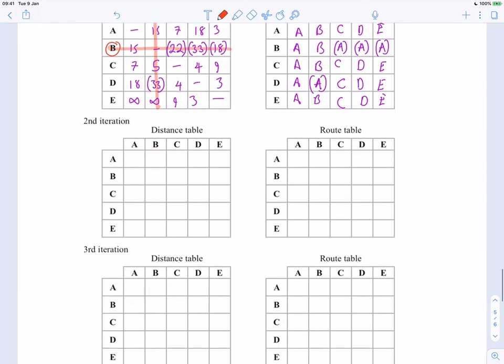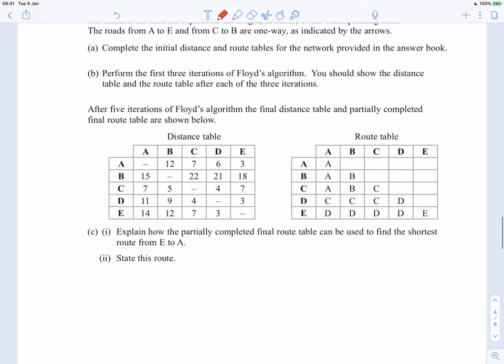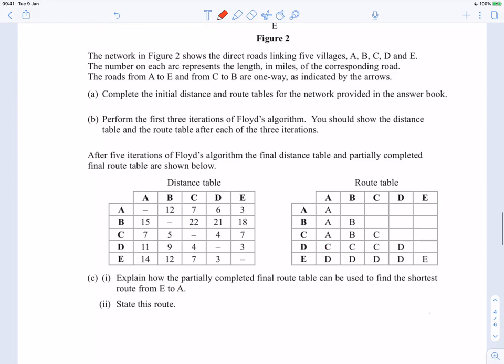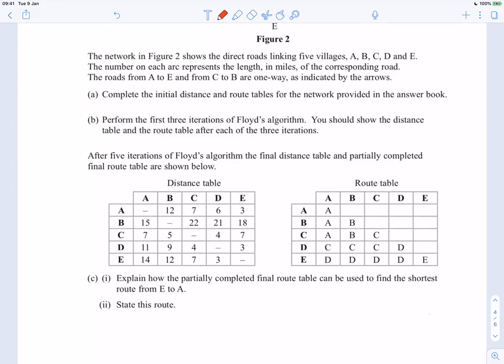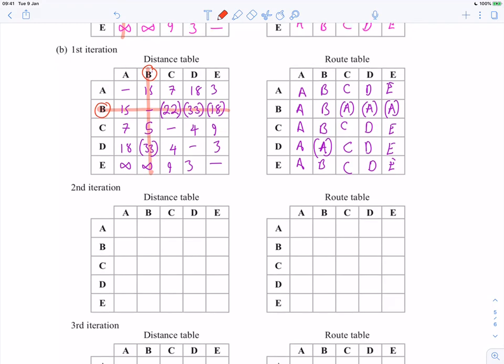Luckily, the question only asks us to do three iterations. So we've done one iteration. We would have to do five to complete the algorithm. But I think for part C, it tells us after five iterations, i.e. when the thing's done. So really, we only have to do the first three. It's pretty tedious, but we'll just do it.